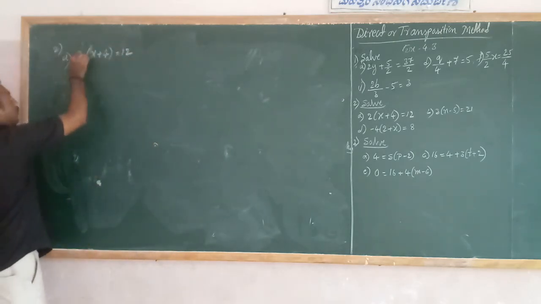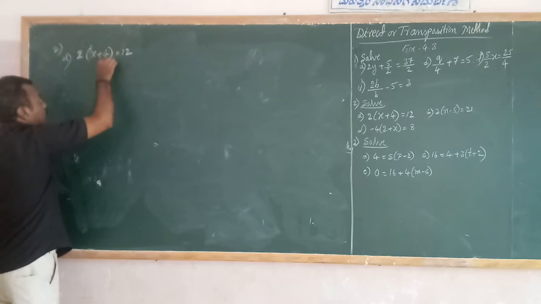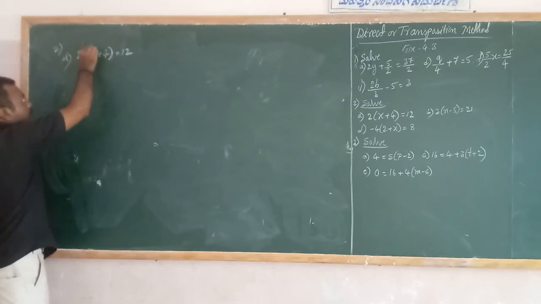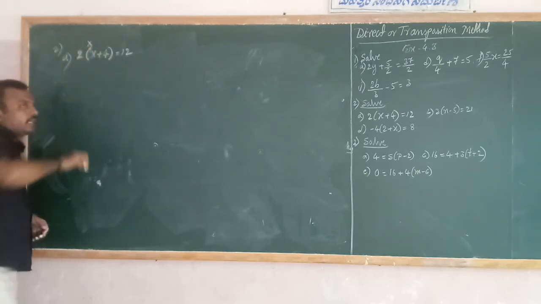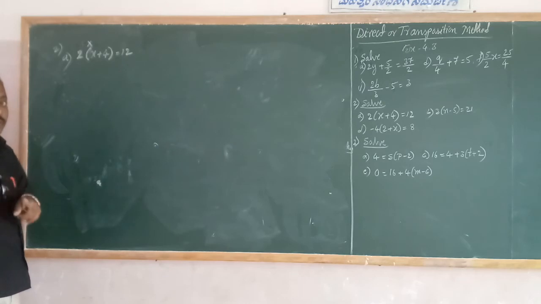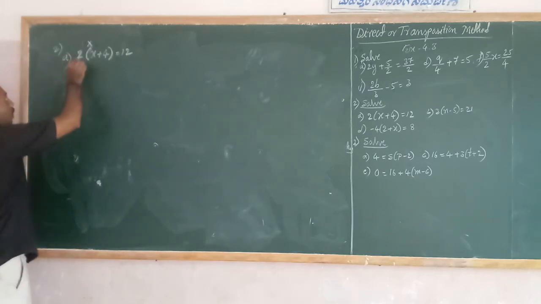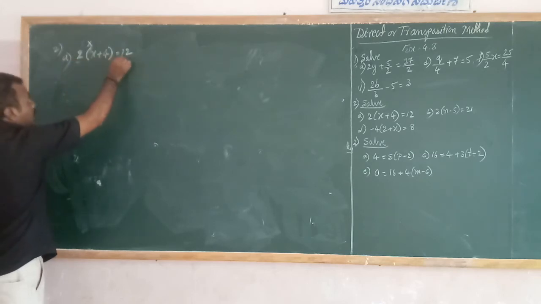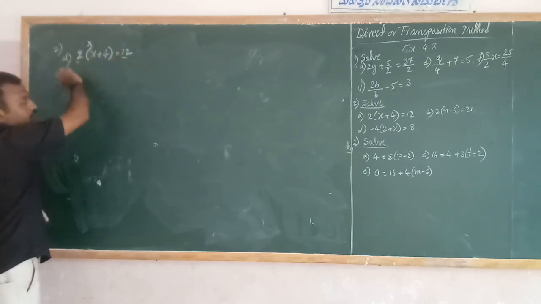See, this is 2, and this is into. This is one of the terms and this is the other term. So between this and this, which sign is there? Into. The bracket is indicated as into. Keep in your mind. So that's why I will send 2 only to the RHS, because 2 is a constant and 12 is a constant. That's why I will send 2 to the RHS.